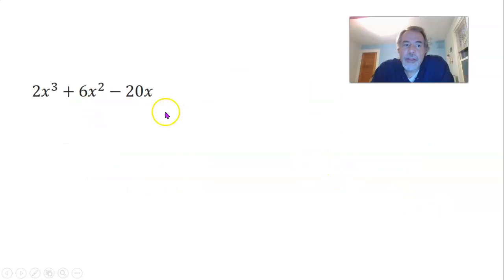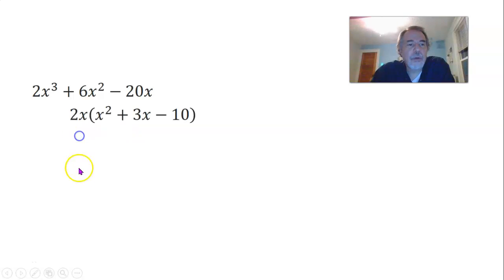So let's try it on this. 2x cubed plus 6x squared minus 20x. See a common factor we can pull out? If you said 2, you're half right. 2 is a common factor, but it's not the greatest common factor. The greatest common factor is 2x. So if we start by pulling that out, we get 2x times x squared plus 3x minus 10.